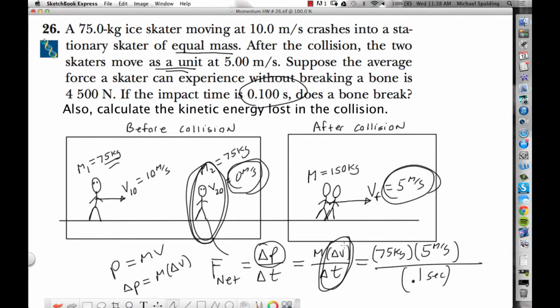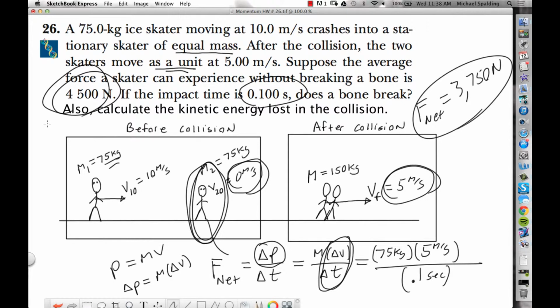Okay. Let's finish this off. The net force, when you calculate this, on guy number two came out to be 3,750. Does he break a bone? Nope, because bones break apparently at 4,500. Okay? Now, on tomorrow's quiz, I'm going to ask you to calculate the energy lost in the collision.